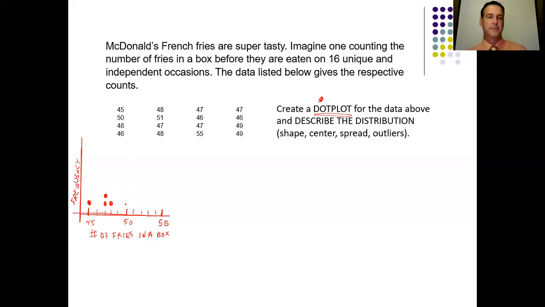And then 50, 51, 46, 46 again, 48, 47, 47 again, 49, we'll sneak that in there, 46, 48, 55, and 49. There we go.